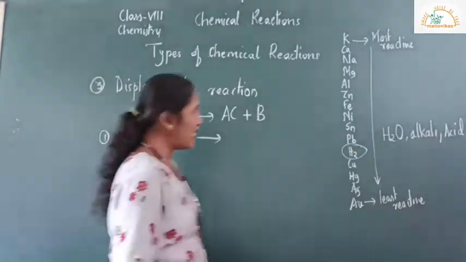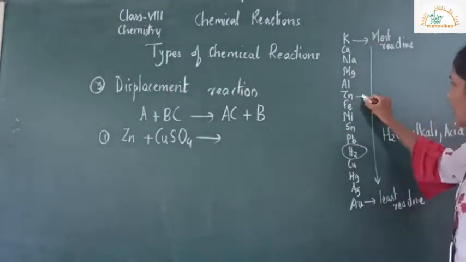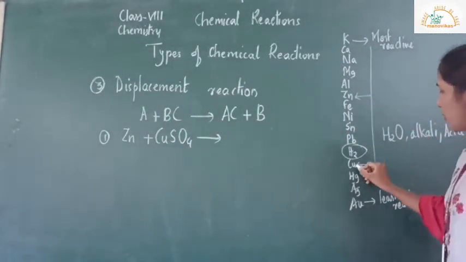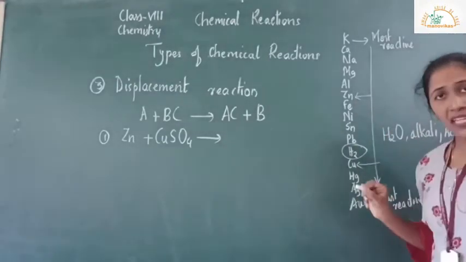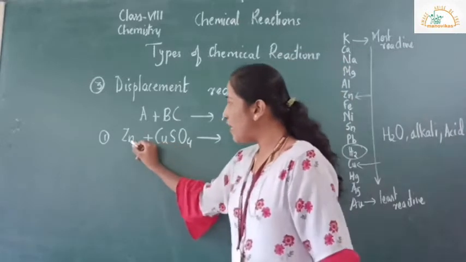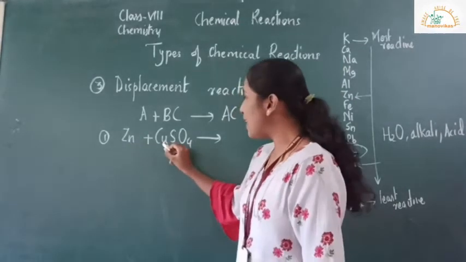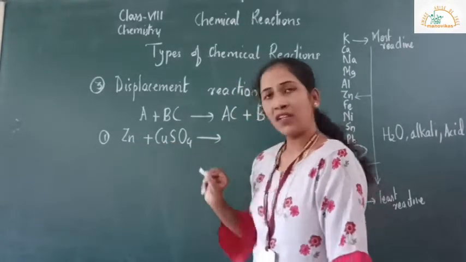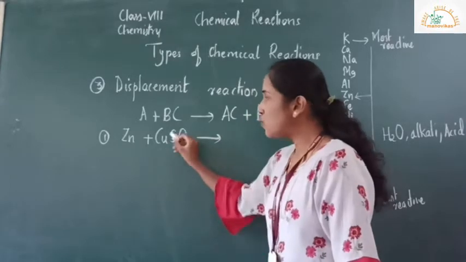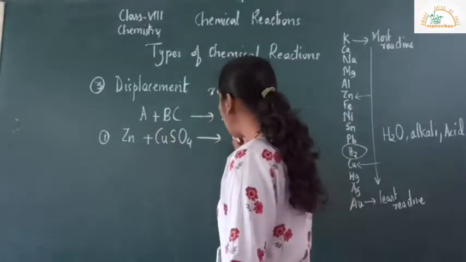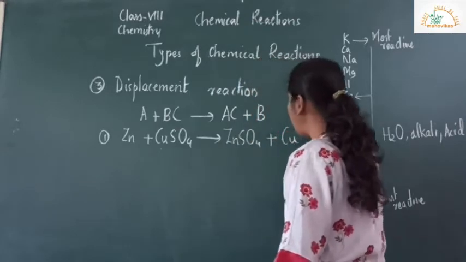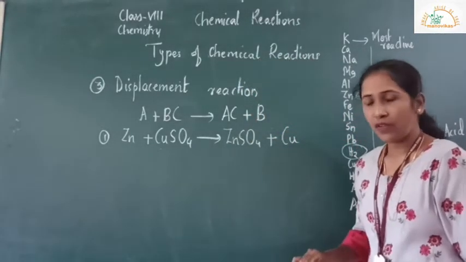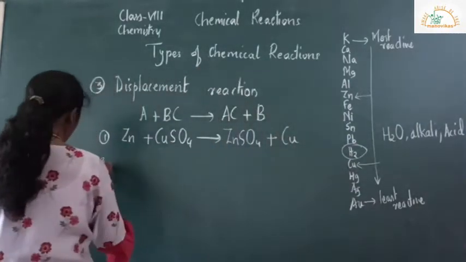So now let's see, according to the reactivity series, zinc is over here and copper is over here below hydrogen. So which one is more reactive? Yes, so zinc is more reactive. So the more reactive metal displaces the less reactive metal from its compound or from its salt solution. So what will happen? We will get ZnSO4 plus we are going to remain with copper. Okay, let's take one more example.